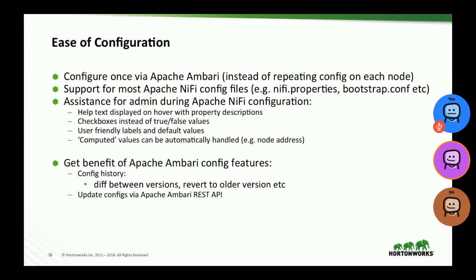And other than just NiFi specific stuff, you also get the benefit of the general Ambari config features. So things like configuration history. You can see every time you save a config, Ambari keeps track of that. So you can always go back in time and see all the different changes you made. You can revert to older versions. You can diff between versions. So all that good stuff. And then because Ambari is all REST API based, you can also update those configs through those APIs. So if you're worried about how to operationalize this stuff, you can definitely use Ambari's REST APIs for that.